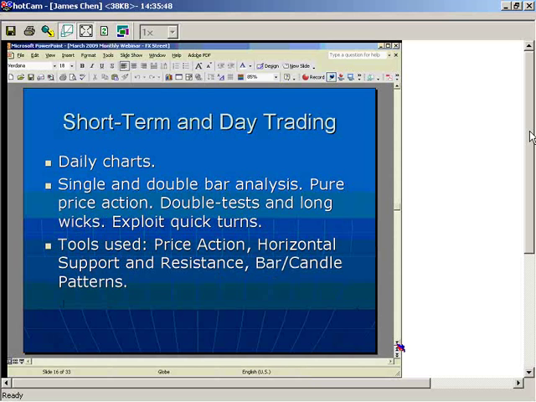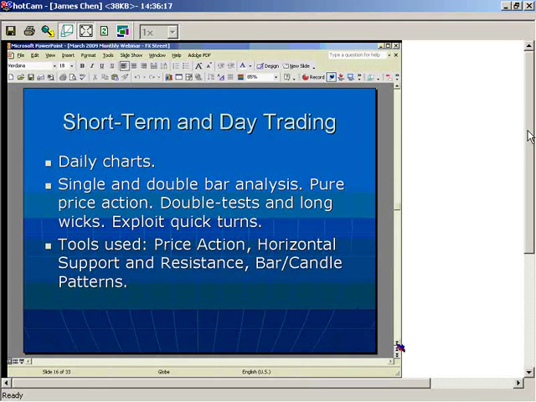Okay, short-term and day trading. Now, this is what many of you may not be familiar with in terms of daily charts. Most of you will be day trading or short-term trading on a 1-minute chart, a 5-minute chart, a 15-minute chart, 30-minute, 1 hour, sometimes up to 3 and 4 hour, but probably not. And most of you will not even look at short-term trading or day trading on a daily chart. But that's what I want to show you today.